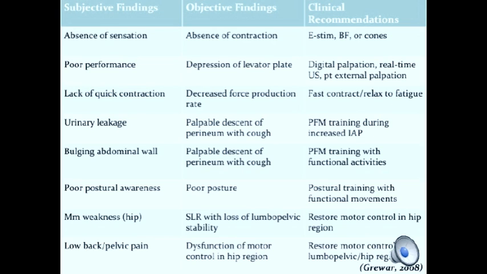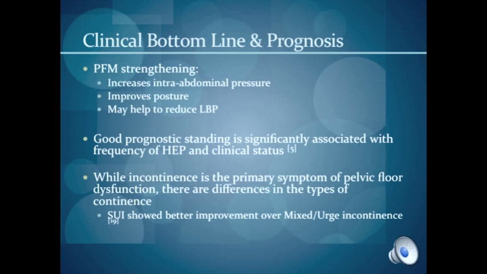This is a chart from a study by Guru et al. It provides specific interventions based on certain subjective and objective findings a patient may present with. Now, generally, patients have a good prognosis on the contingency that they not only comply with their home exercise program throughout treatment, but after treatment has ceased as well.